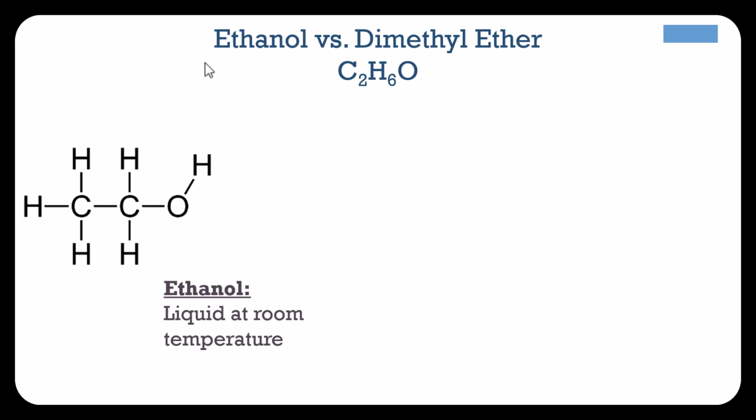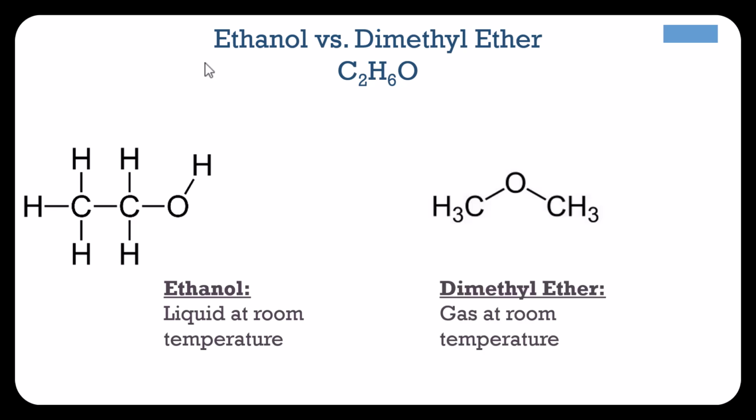Now let's take a look at dimethyl ether. Again, here we see the 2 carbons, the 6 hydrogens, and the 1 oxygen. So same atoms, same mass, different structure. Now let's look at some of the properties for dimethyl ether. First, dimethyl ether is a gas at room temperature, so it's in a completely different state.